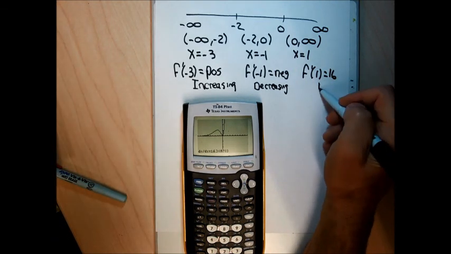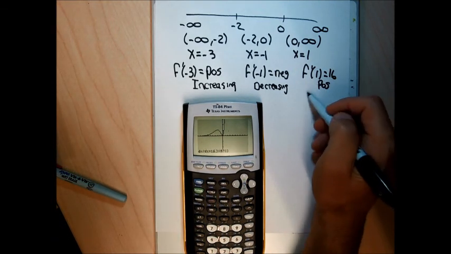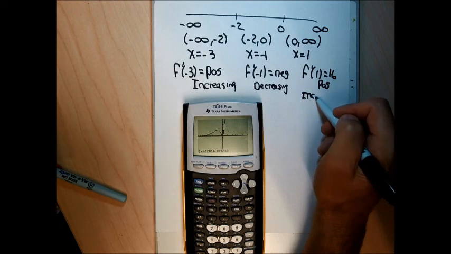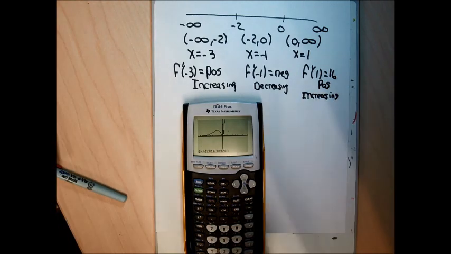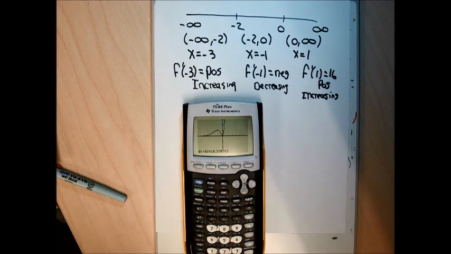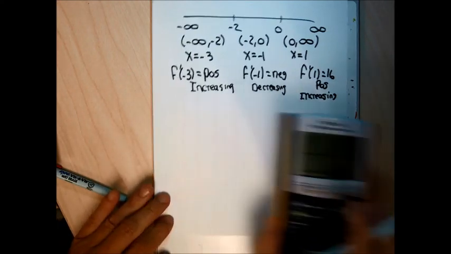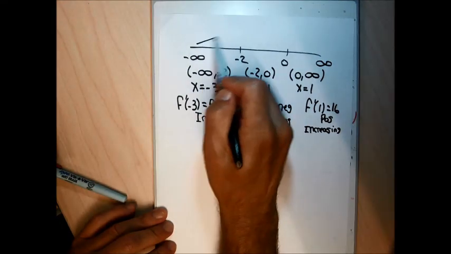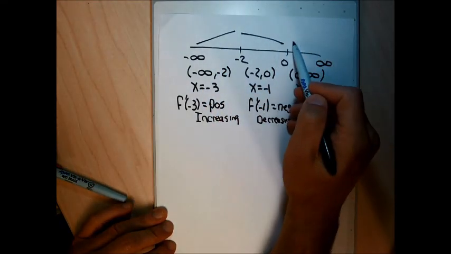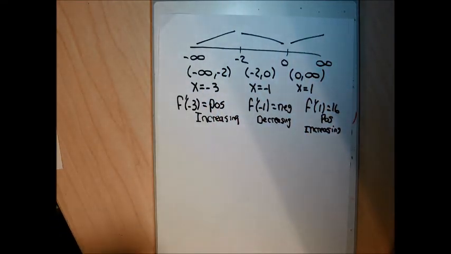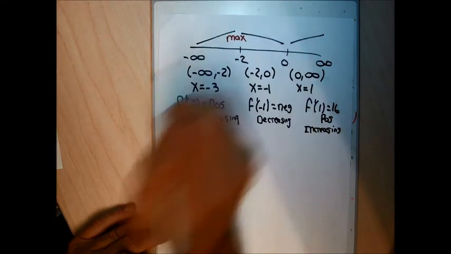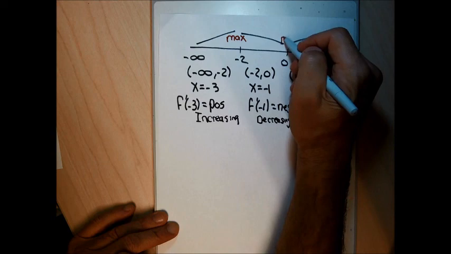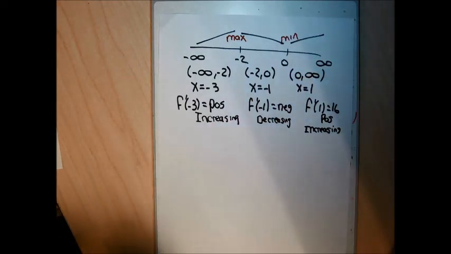I get a positive number. I just instinctively wanted to write that number down. But when you go to the test, if you just wrote positive and negative and didn't write the number down, that would be completely adequate. So, I'll write my little arrows. It's increasing, decreasing, increasing. I'll transfer those to my answers, and I can see I have a maximum point and its x-coordinate is negative 2. I have a minimum point and its x-coordinate is 0.